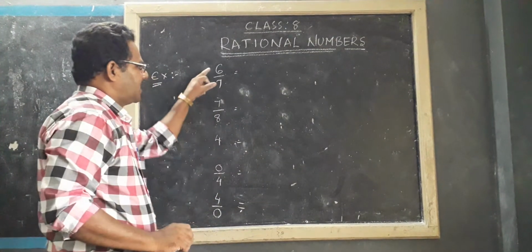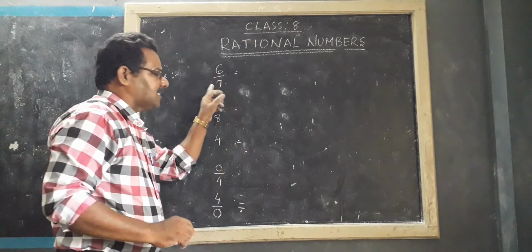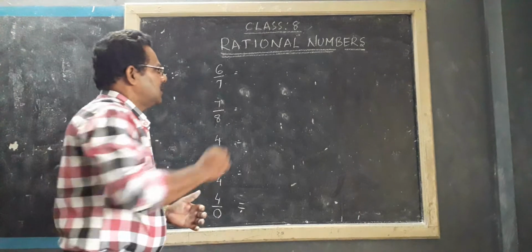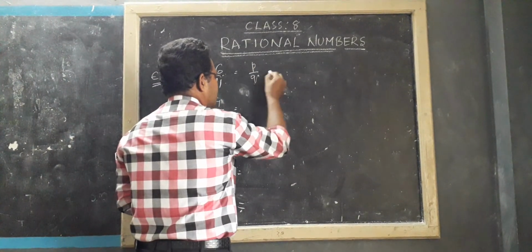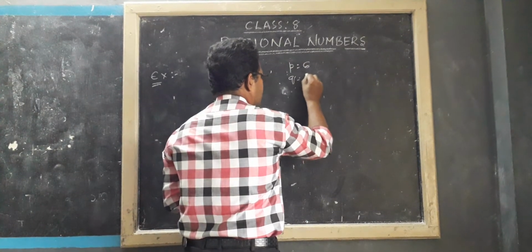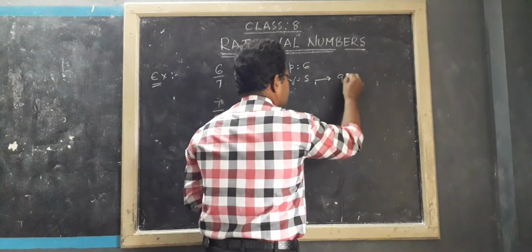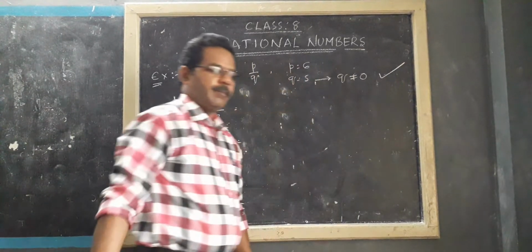Example: here we are taking 6 by 7. Is 6 by 7 a rational number or not? Let us check. 6 by 7 is in the form of p by q, where p is equal to 6 and q is equal to 7. That means q is not equal to 0. So it is a rational number.